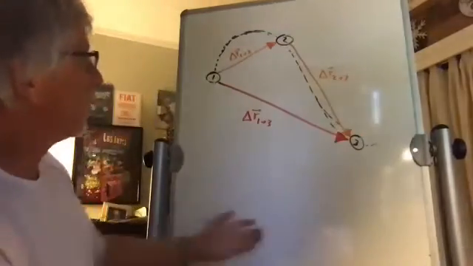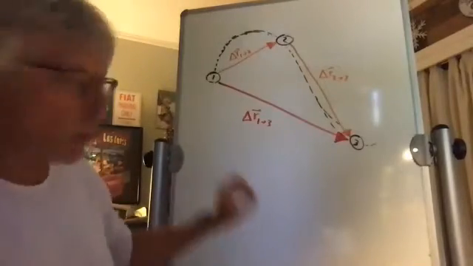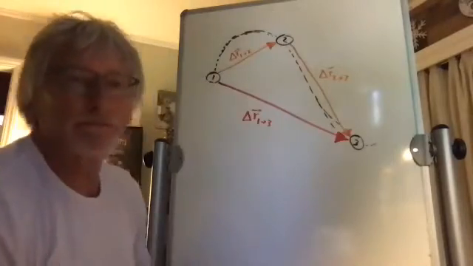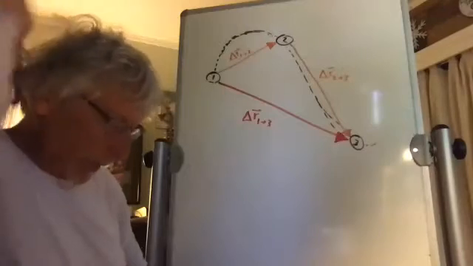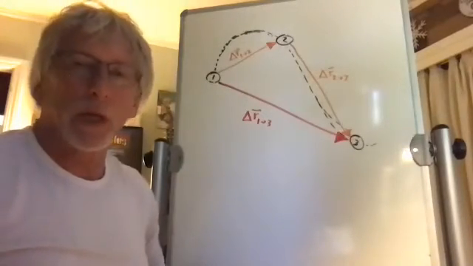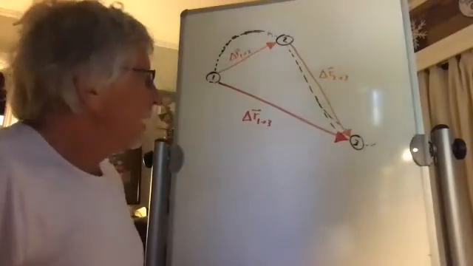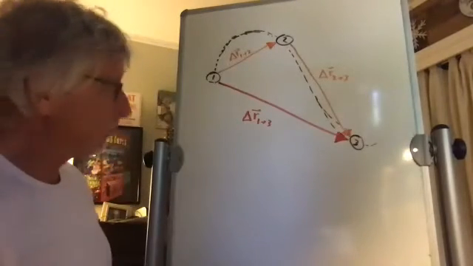Okay, now what do I need? Well, two things. You could use a ruler and a protractor and measure angles and things like that. That's often called graphical analysis, or arrow analysis if you want. But you can also do the calculation.